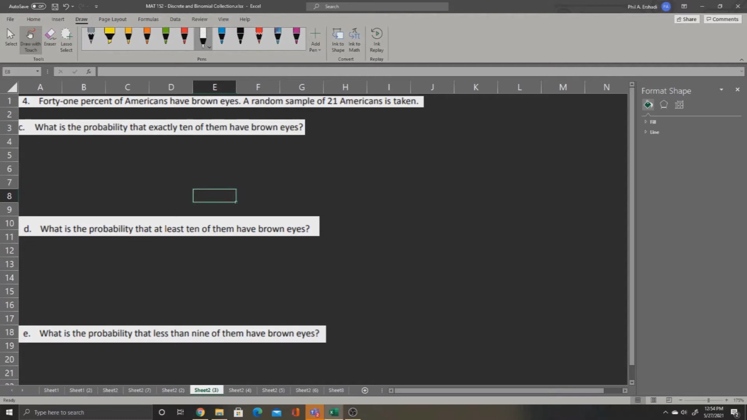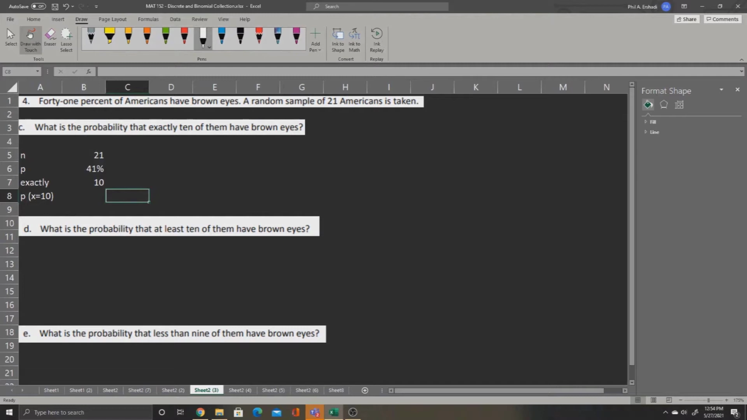So for this, let's enter the data that we have here. We need a sample size, or an N, of 21. We have a probability of success for each person of 41%. And then we need exactly 10 people. So to find the probability of getting exactly 10, for our x, we can use the Binom dist range function.